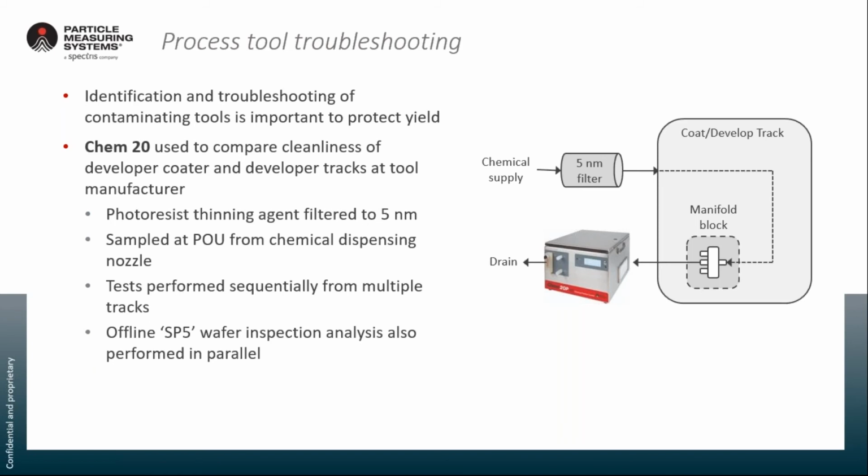And the example here shows the Chem 20 being used to compare the cleanliness of coater and developer tracks at a tool manufacturer. And in this case, the chemical is a proprietary photoresist thinning agent filtered to 5 nanometers that is passed through the tool, and the Chem 20 is sampling from the point of use at the chemical dispensing nozzle. And these tests were repeated sequentially from multiple different tracks. And at the same time, offline SP5 wafer inspection analysis was performed in parallel in order to show the correlation or the difference between the two technologies.